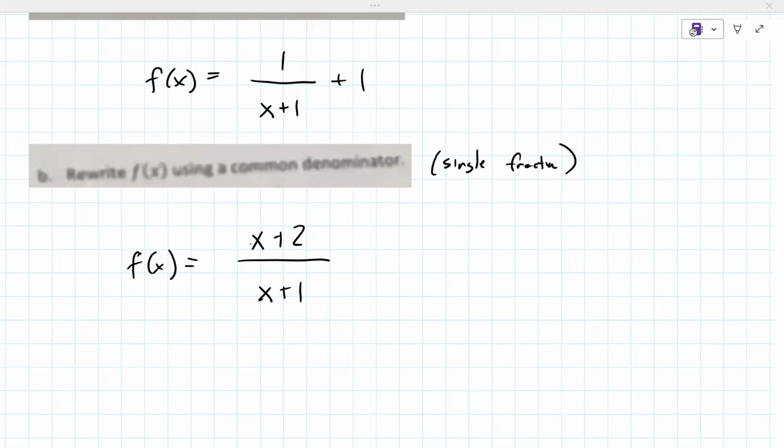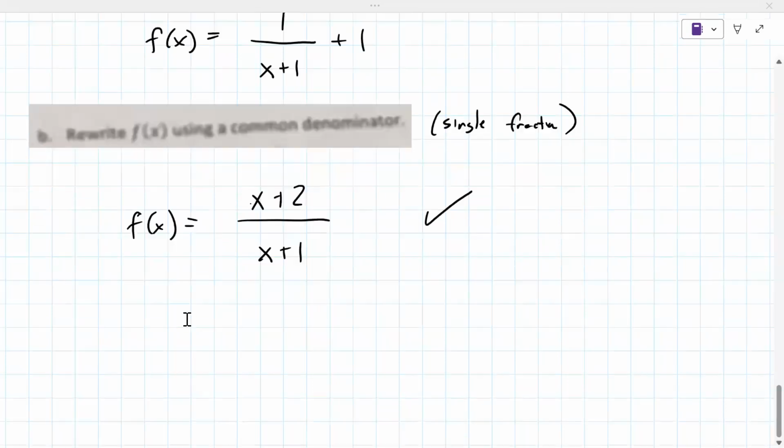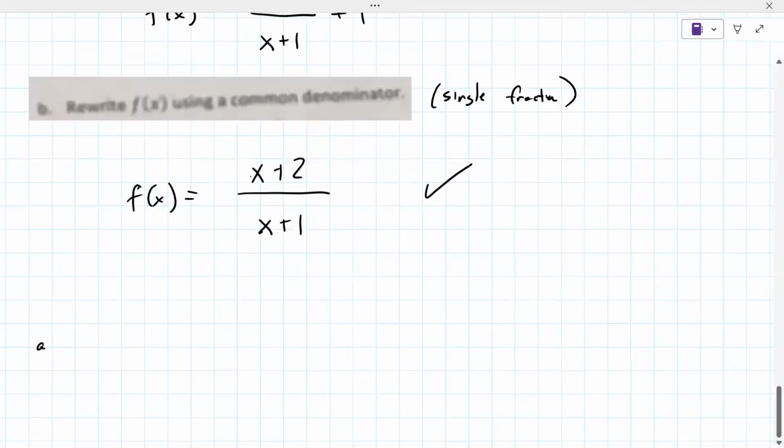Okay. So that's good for part B. Now let's go back to part A, which is transformations. To do part A, you really have to do the horizontal and the vertical asymptotes. See if you can do those. Tell me those, as much as you can, without looking.